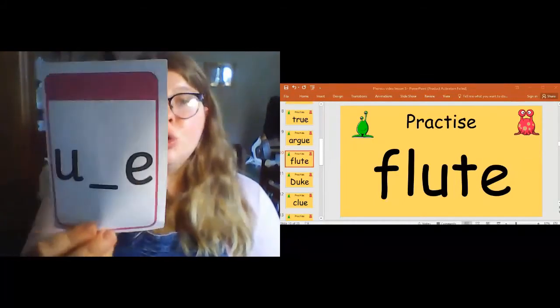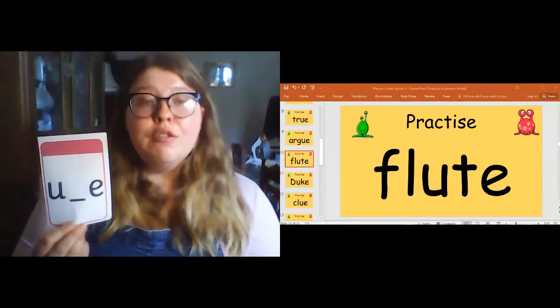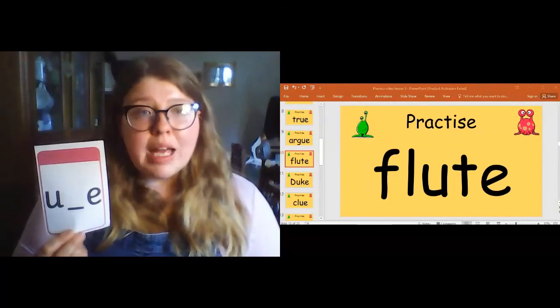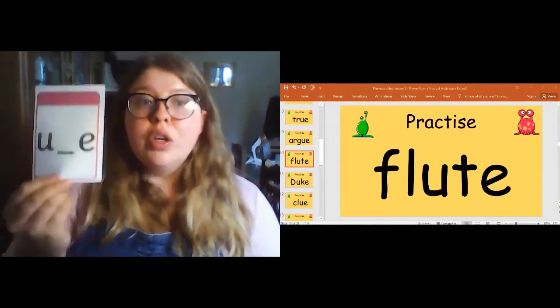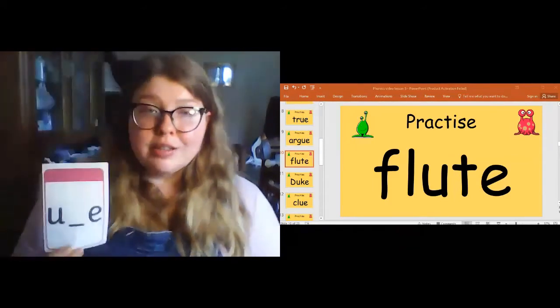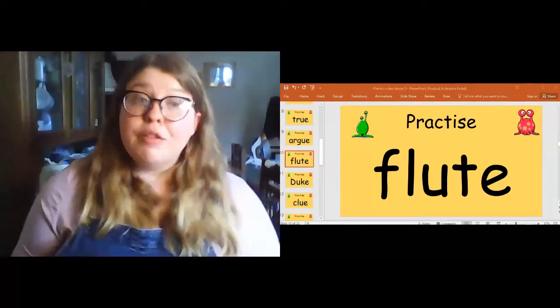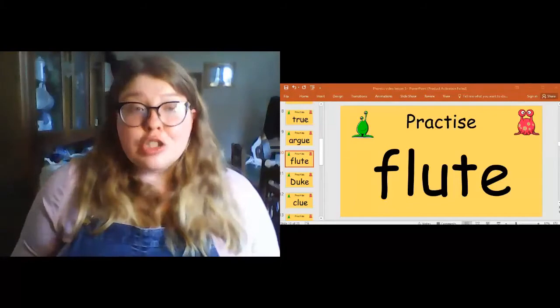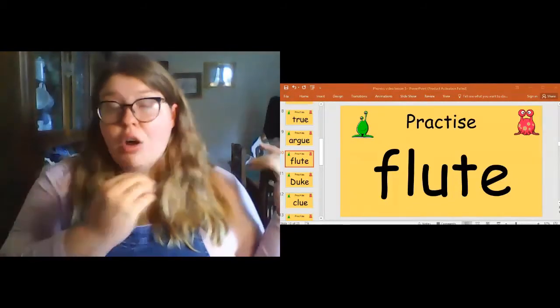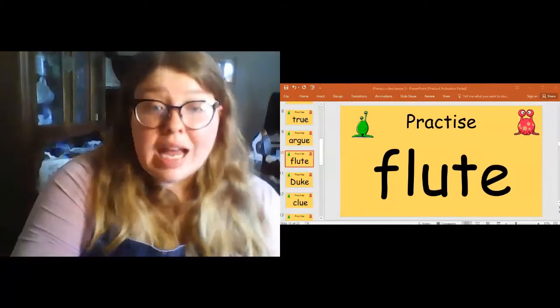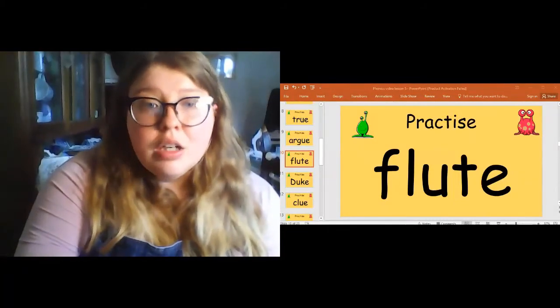Ooh, t, flute. Let's do that one more time together. Ooh, t, flute. So it's the oo sound this time. And a flute is an instrument that you play by blowing into it and moving your fingers across the holes. And it makes quite a high-pitched sound.